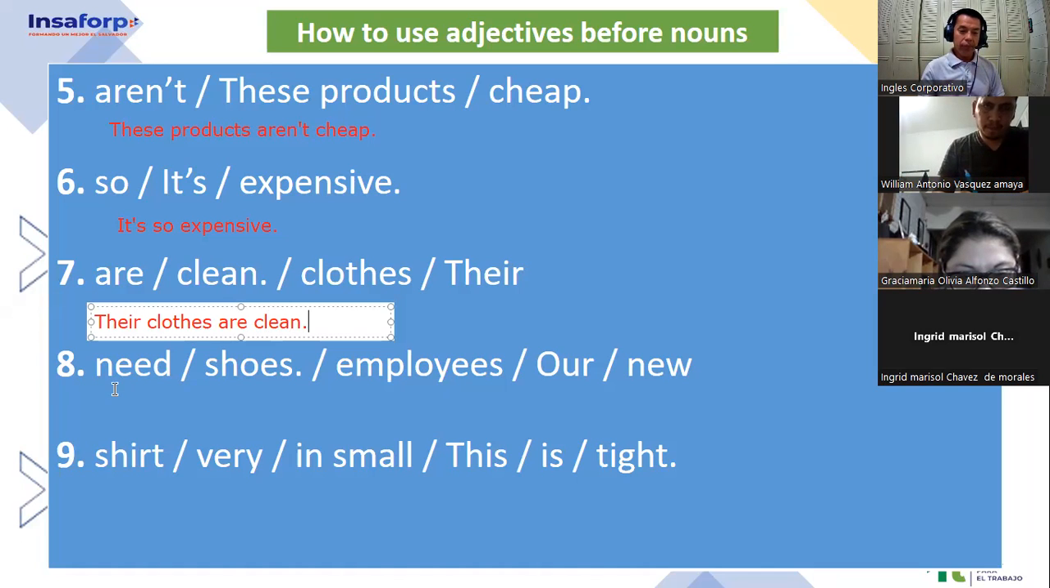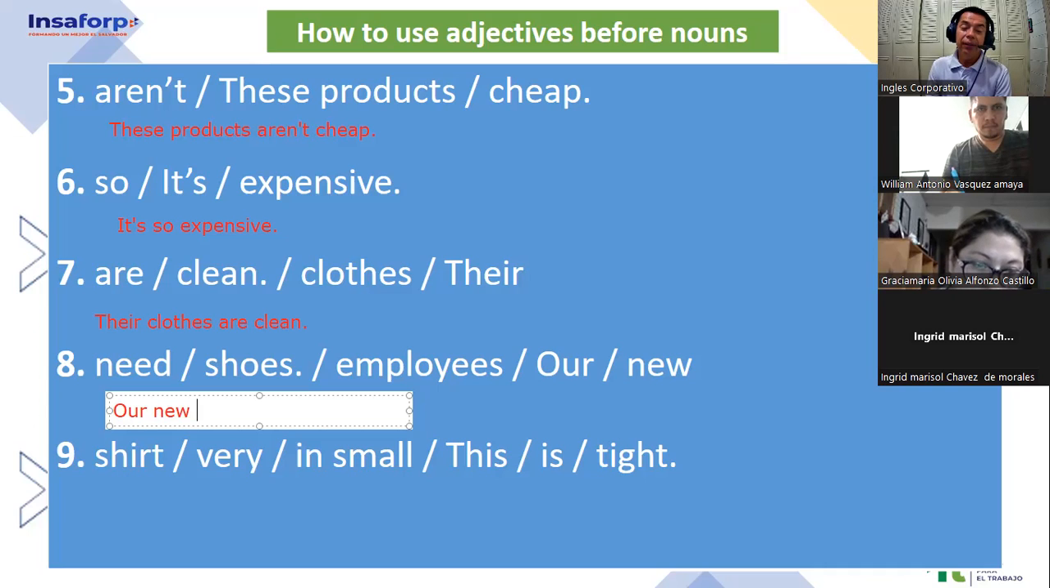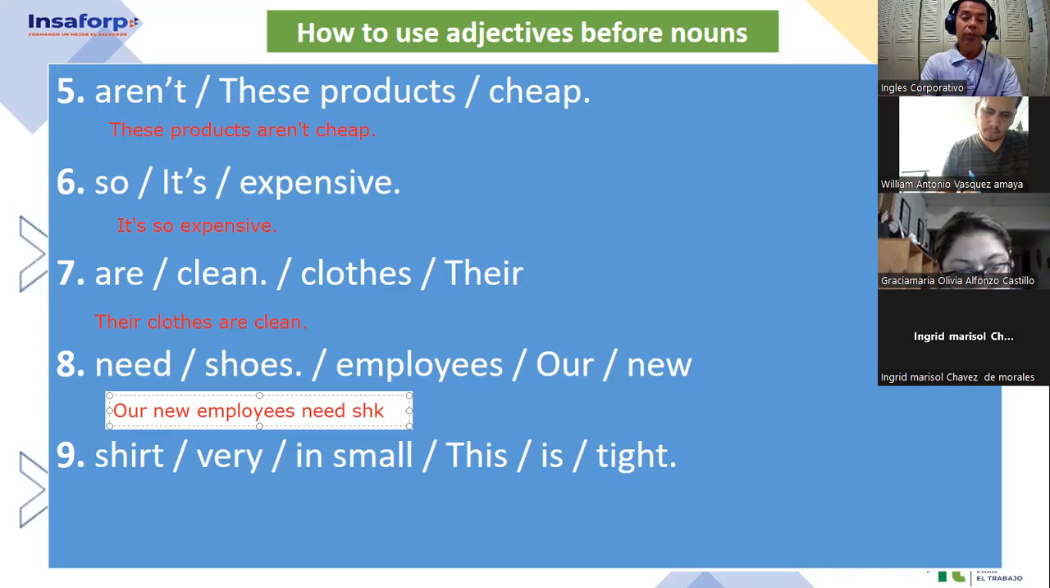Our new employees. Our new employees. No, need. Wait a minute. But new is an adjective, right? Yes. So our new shoes or new employees? Employees, right? Need shoes. But listen to me, right?